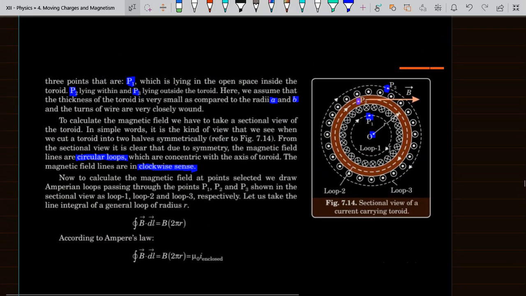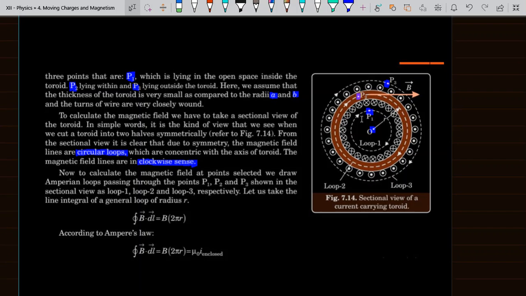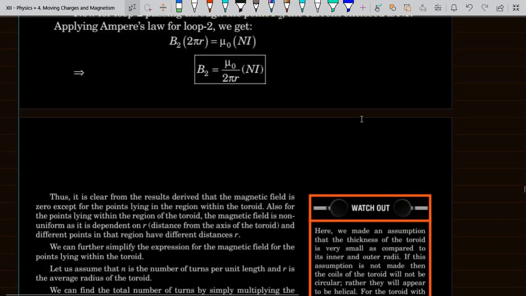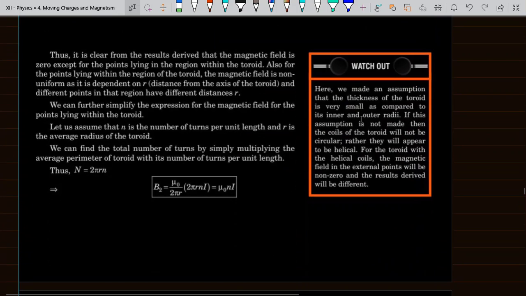You see all these current elements through which the current is going inside, वो सारे P2 के अंदर आते हैं, और वो कितने हैं? N टोटल N टर्न्स है, और हर एक में I करंट है, इसलिए so mu naught N I by 2 pi r. Thus it is clear from the results derived that magnetic field is zero except for the points lying in the region within the toroid. Also, for the points lying within the region of toroid, the magnetic field is non-uniform, as it is dependent on r, that is distance from the axis of the toroid.